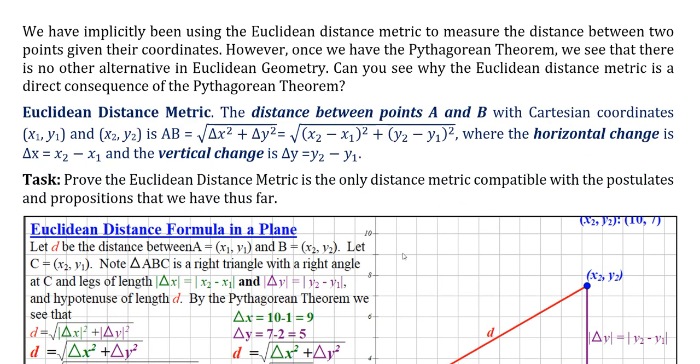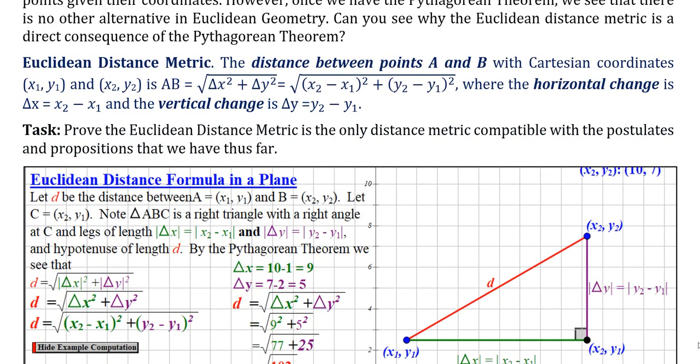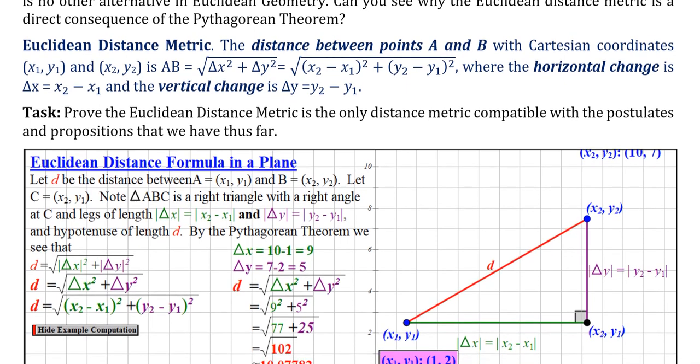And we have implicitly been using the Euclidean distance formula metric to measure the distance between 2 points given their coordinates. However, once we have the Pythagorean theorem, we see that there really is no other alternative in Euclidean geometry. Can you see why the Euclidean distance metric is a direct consequence of the Pythagorean theorem? Well, it basically is the Pythagorean theorem. Take a look at what we see here.